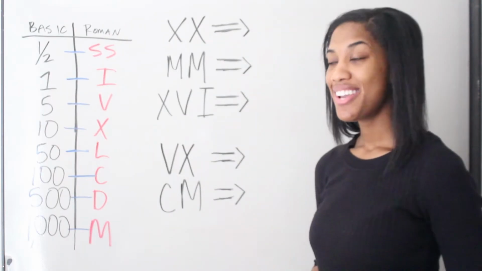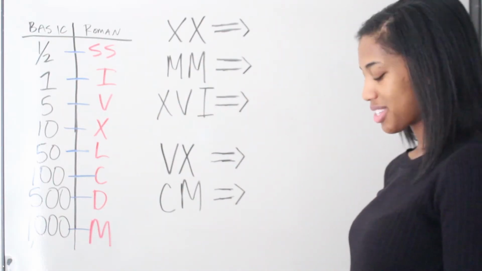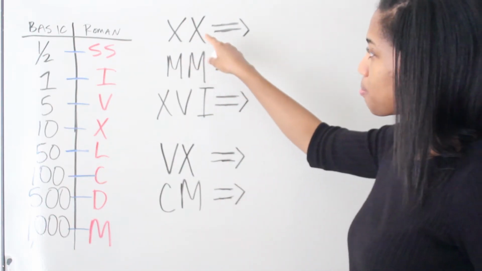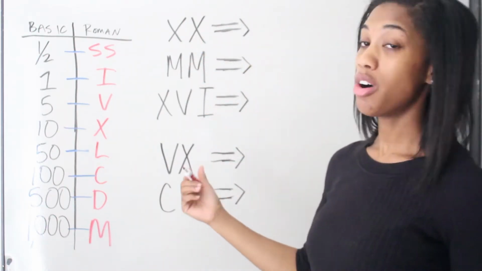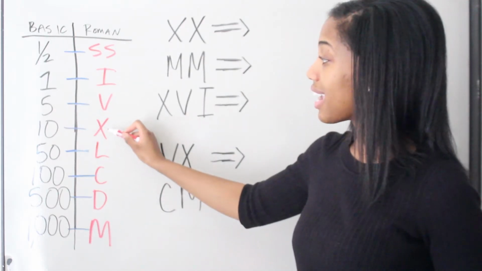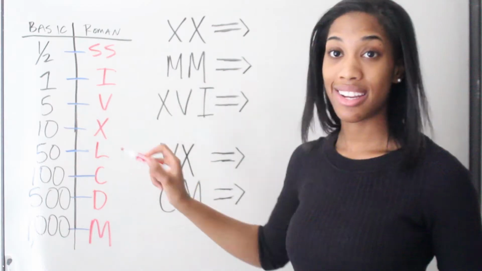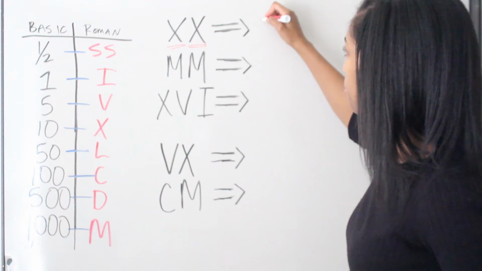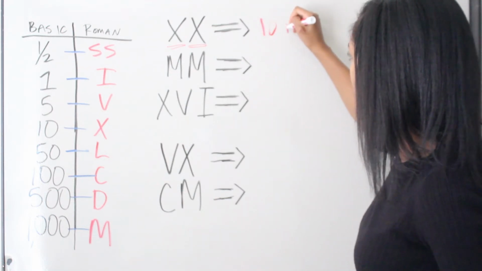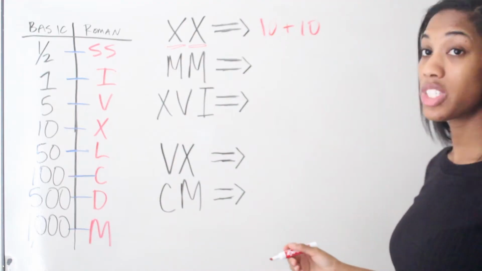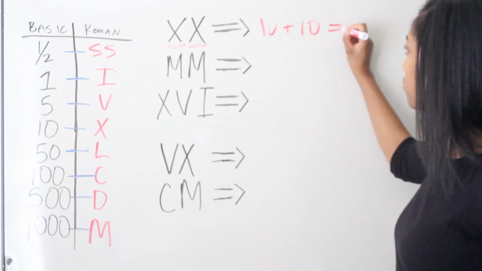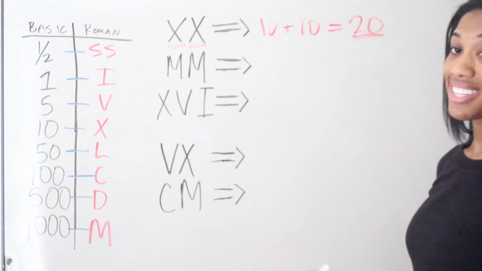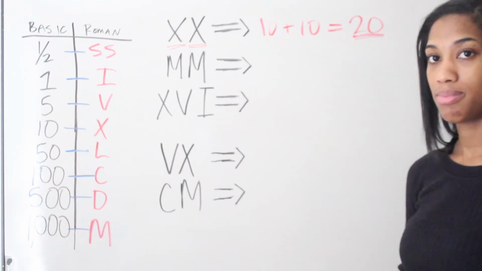Okay, great, you made it. So we're just going to jump right into it, okay? Here we have X and X. Now, we know from our chart previously discussed that X is 10, okay? So here we have 2 together. So that would be 10 plus 10, which gives us what? 20. So X and X, ultimately 20, okay?